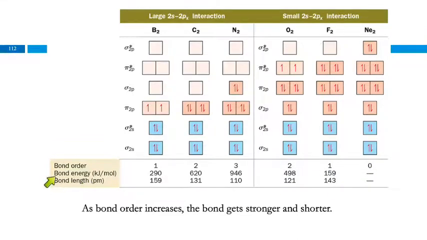And then we also have bond energies and bond lengths down here. Notice for the Ne2, there's none listed because that bond doesn't form, so we can't measure it. As the bond order increases, the bond energy increases. The bond gets stronger, and the length of the bond gets shorter. Any questions?